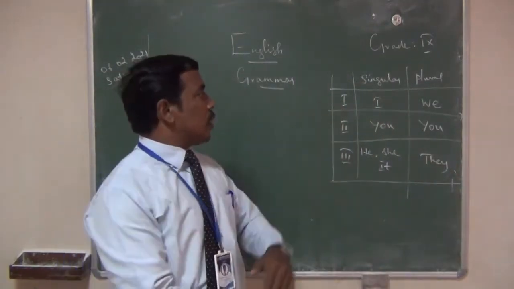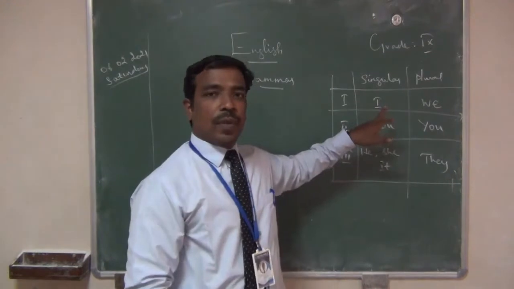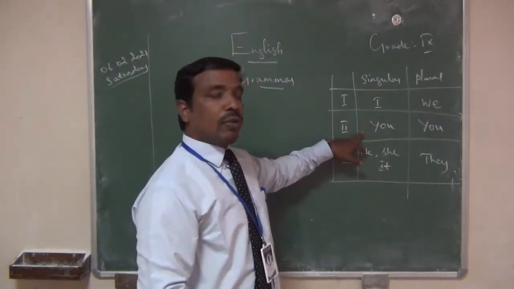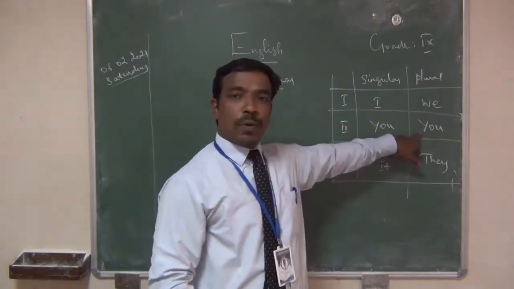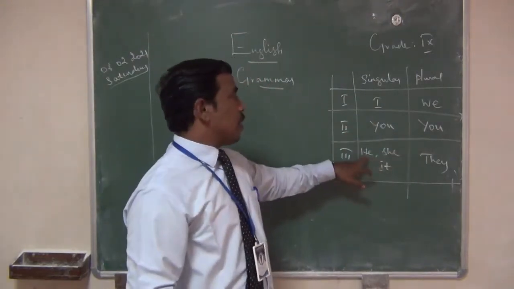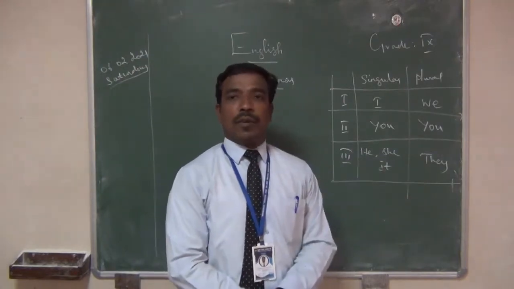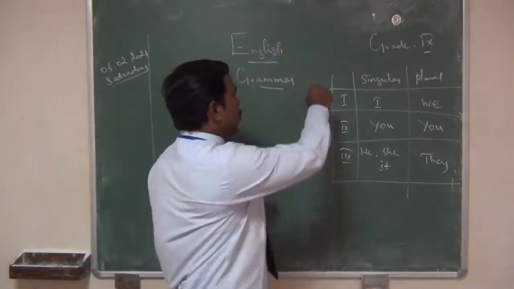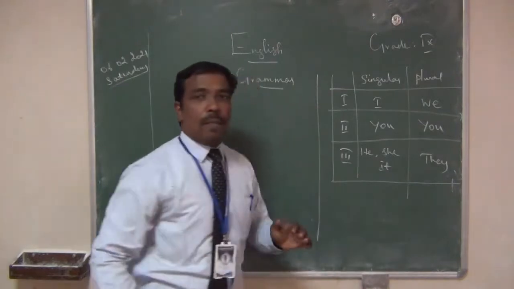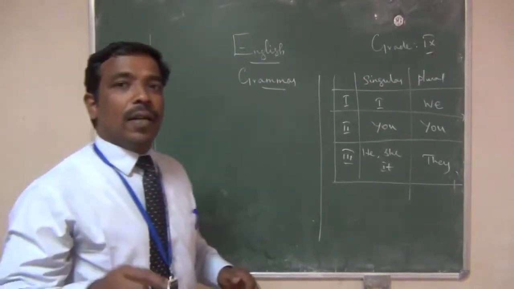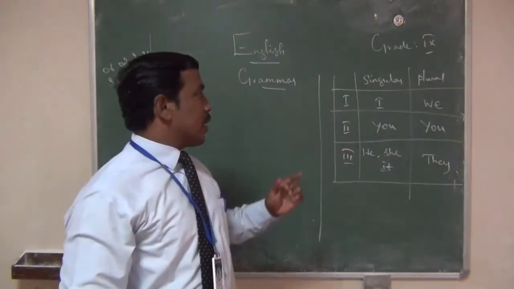So first person singular is I, first person plural is we, second person singular is you, second person plural is you, third person singular is he, she, it, third person plural is they. You all know very well. You just remind it in your mind.